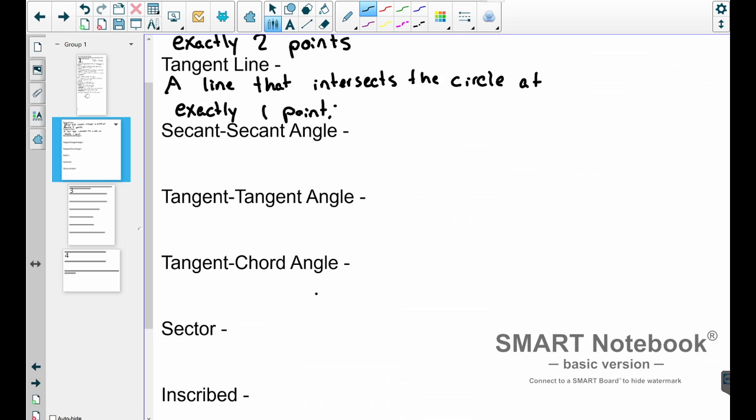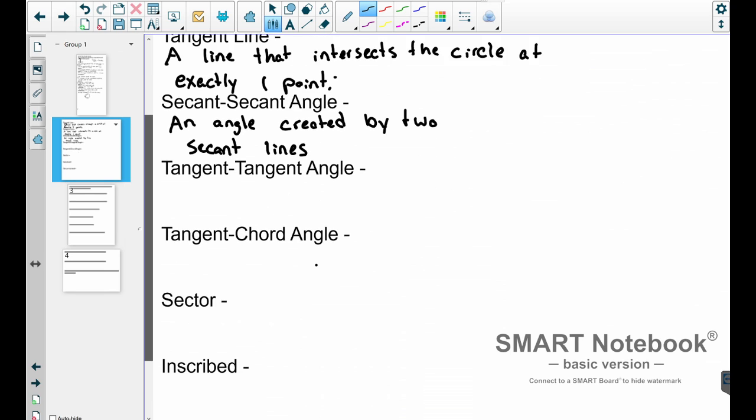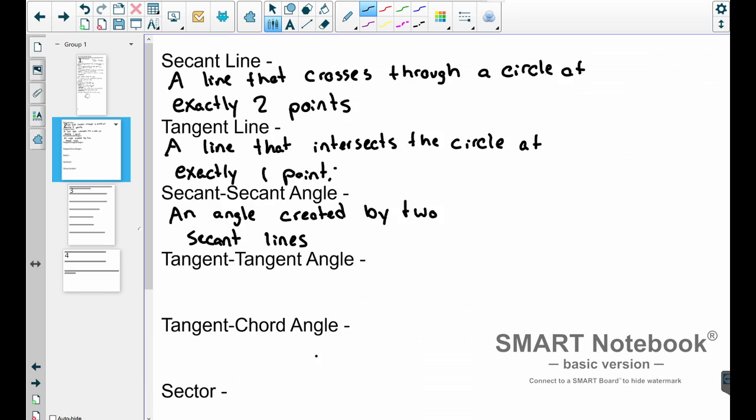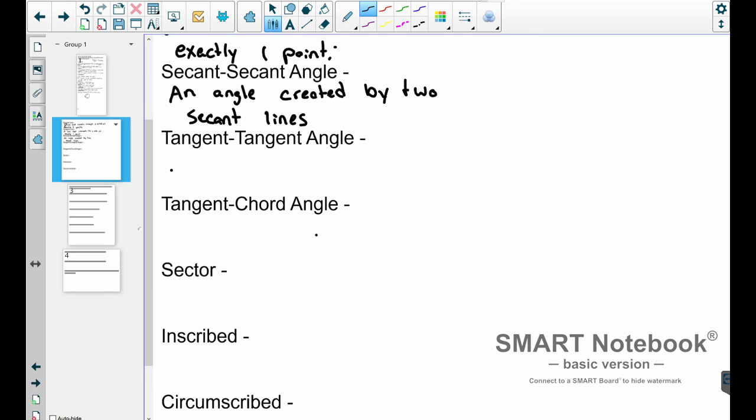What about a secant angle? These are pretty simple. A secant angle is an angle created by 2 secant lines. Then we go on to tangent angle. If a secant angle is created by 2 secant lines, a tangent angle is an angle created by 2 tangent lines.